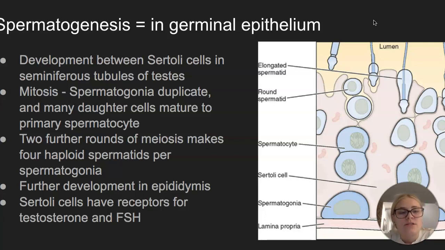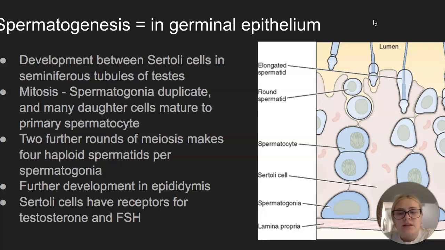So first it does mitosis, so that way there's still germ cells available, and then 2 rounds of meiosis, which makes 4 haploid spermatids per spermatogonia. And then these spermatids will travel to the epididymis, where they will be developed even further.